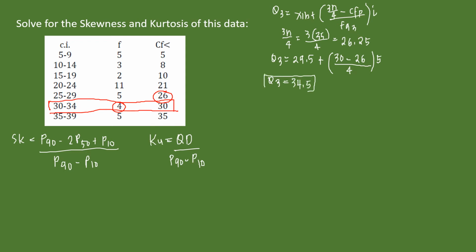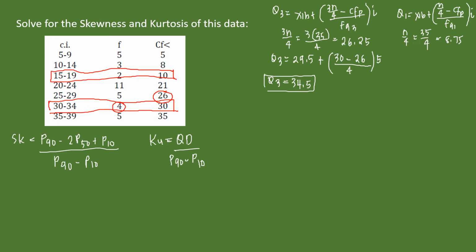Okay. Then let's solve for Q1. Q1 is the lower boundary plus n over 4 minus CFP over f of Q1 times I. Solving for the locator, n over 4 is 35 over 4. That would give us 8.75. Locating that in our CF, we have to go with 10 because 8 is until 8 only. So we go with 10. And then the CFP is 8. The frequency is 2.